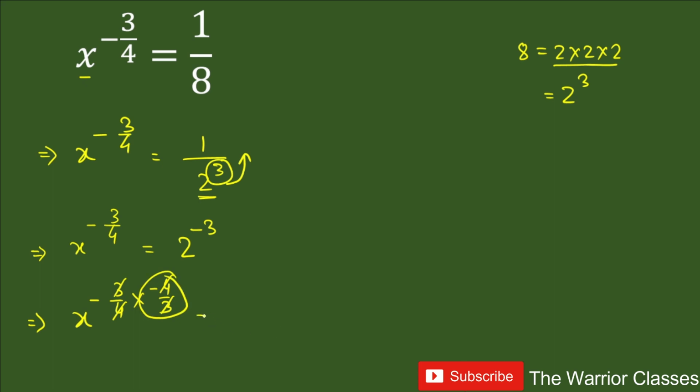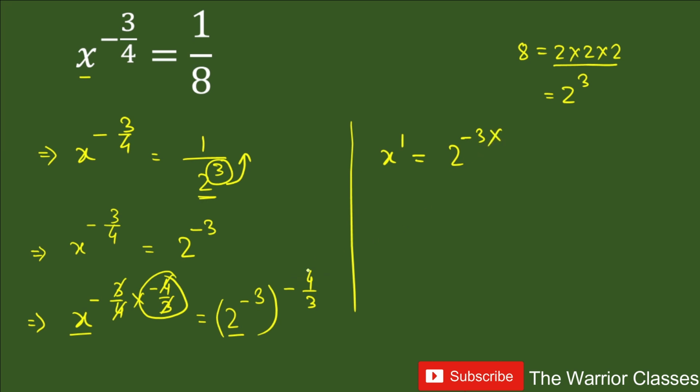On the right hand side we also have to apply the same power. So here 2 to the power of negative 3 was prior, and now we have to multiply the power by negative 4/3, right? Now on the left hand side we are left with x only, because the negatives cancel and all the values are cancelled. So here it is x to the power of 1. So on the left hand side it is x to the power of 1, and that's equal to, on the right hand side, 2 to the power of negative 3 earlier. So 2 to the power of negative 3, and we have to multiply by this power, negative 4/3.